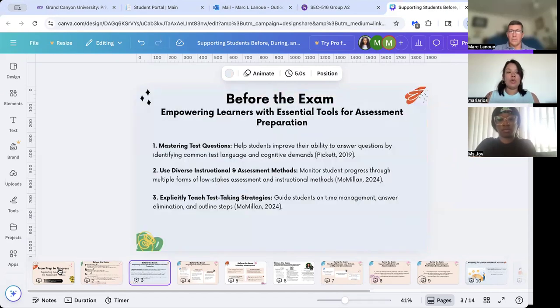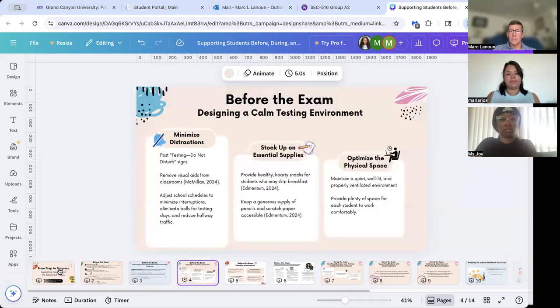Some essential tools that we can provide our students with is helping them improve their ability to answer questions by identifying common test language, as well as what the cognitive demands the questions are asking. When designing a calm testing environment, it's important to minimize distractions, and that can be done by adjusting the bell schedule for testing days.